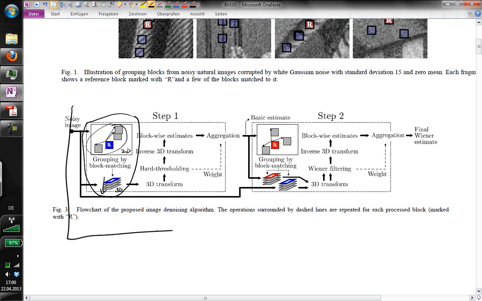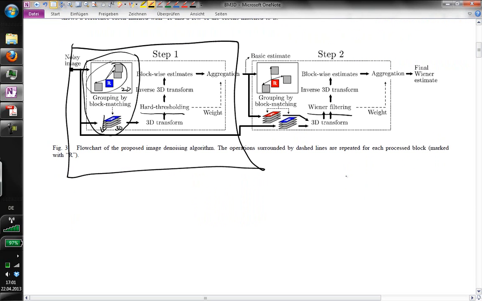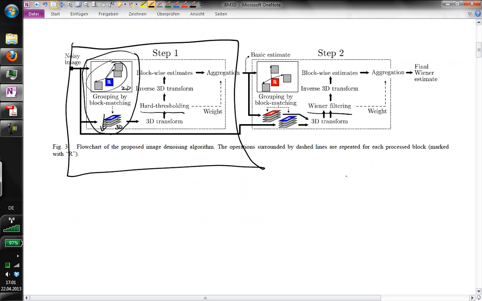So this is what I will describe at length, step 1 of the algorithm, and then step 2 repeats the same thing over again, building on the results from the first step, with the minor difference that here in the first step hard thresholding was used, and in the second step Wiener filtering is used. What precisely this is, I will explain once we've talked about Fourier transform and so on next week or the week after. So we will go through step 1 first in words and then in formula.